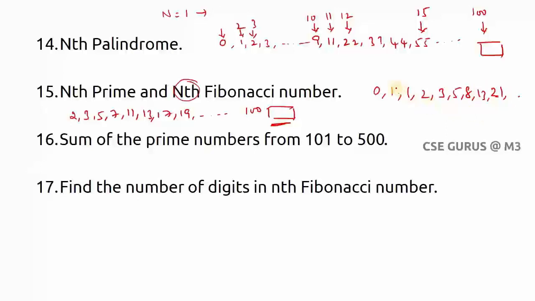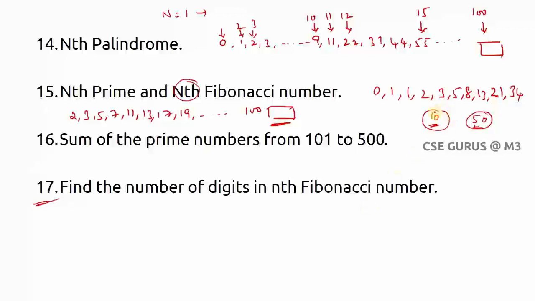Now in this, the first Fibonacci number is 0, next is 1, next is again 1, like this. If I ask you what is the 10th Fibonacci number, you can say 34. 34 is the 10th Fibonacci. Like this, what is the 50th Fibonacci number? And how many digits in that? That is the 17th question you can see. Number of digits in the nth Fibonacci number.